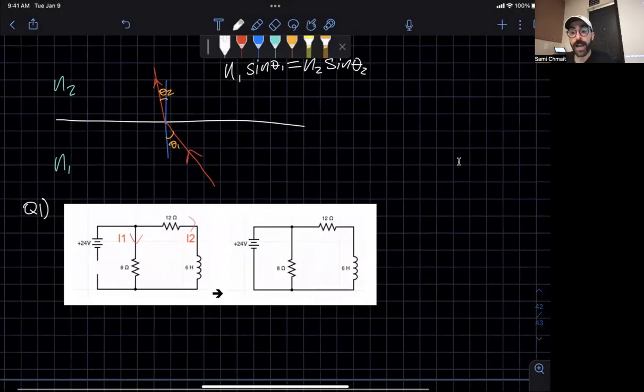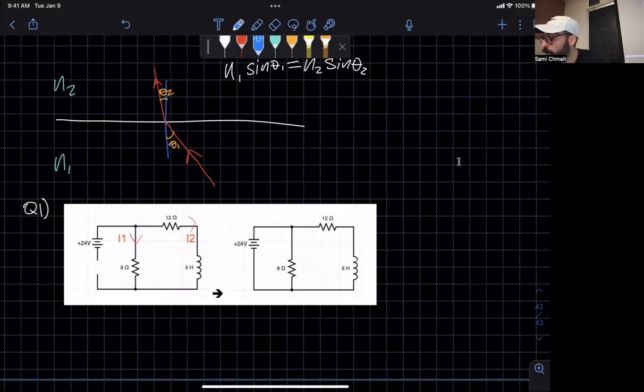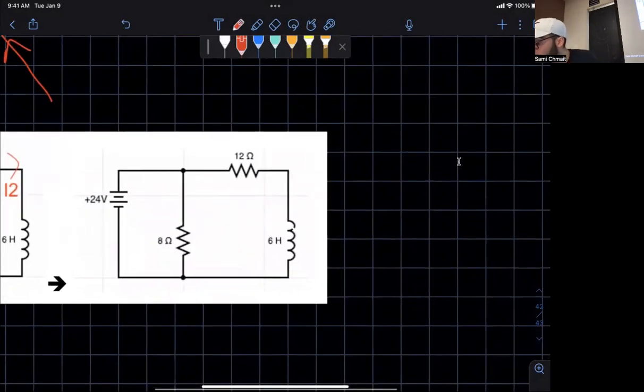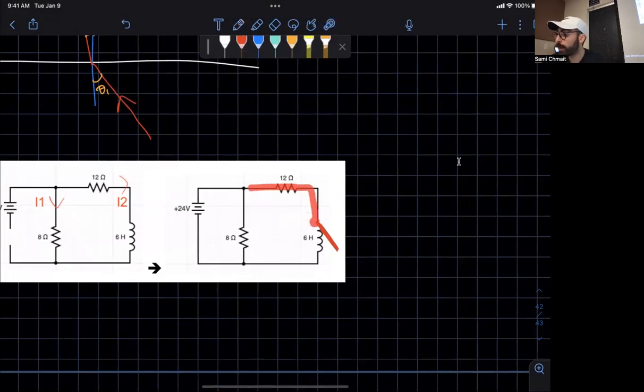Okay, so at time equals 0, that means immediately after closure, inductors act like an open switch. So when we have an open switch, I'm going to draw this in red and just be very, very bold about it. So you get my point. When we have an open switch, we're not going to have any current moving on through this way.